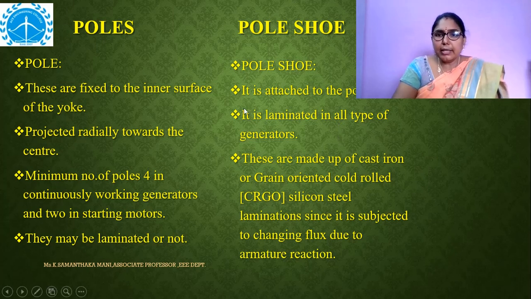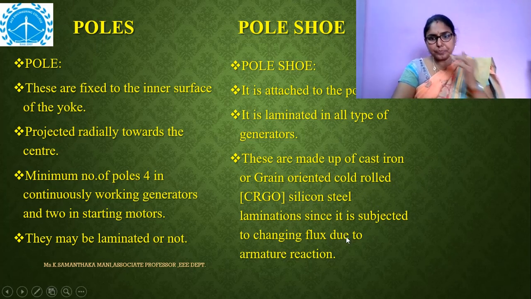So the pole shoe is attached to the pole and it is laminated in all types of generators. These are made with cast iron or sometimes grain oriented cold rolled silicon steel laminations will also be used.